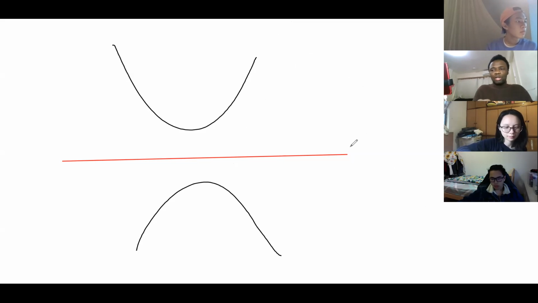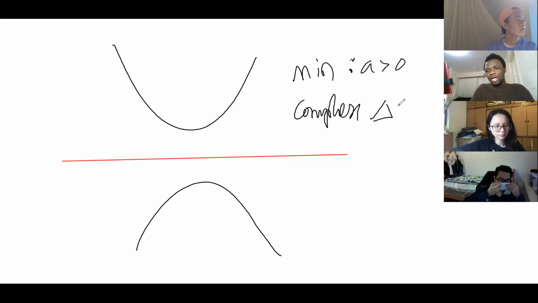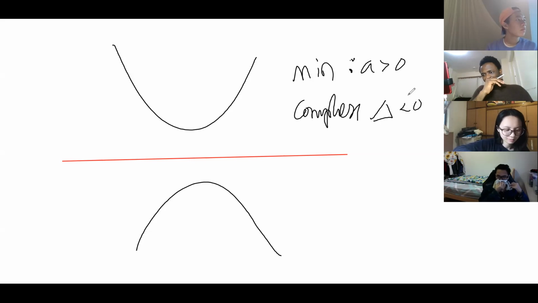Okay, so you can only have this if you have a minimum that does not touch. So two conditions. It is a minimum graph and it doesn't touch, which means you have complex roots. Minimum exists when a is greater than 0. Complex exists when your discriminant is less than 0.